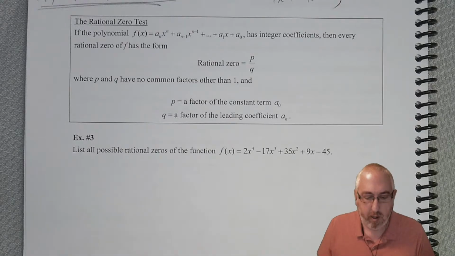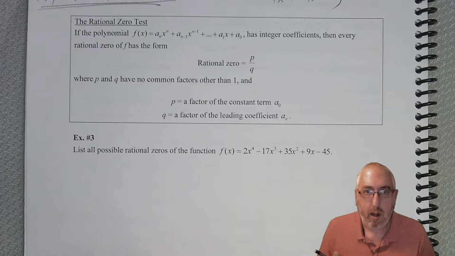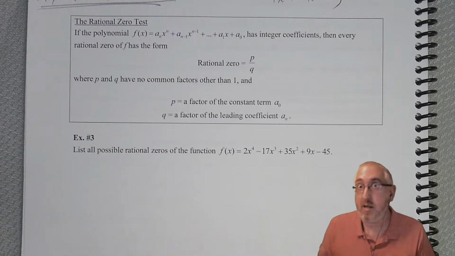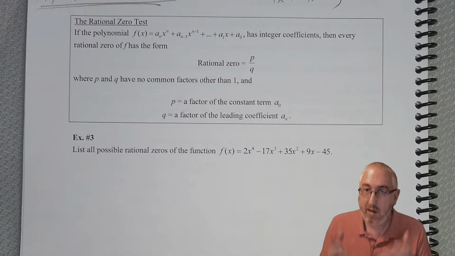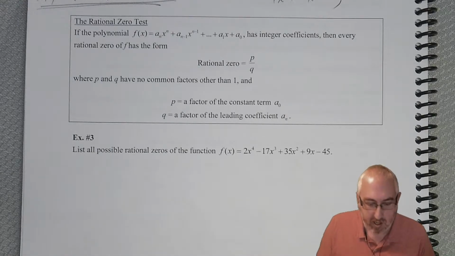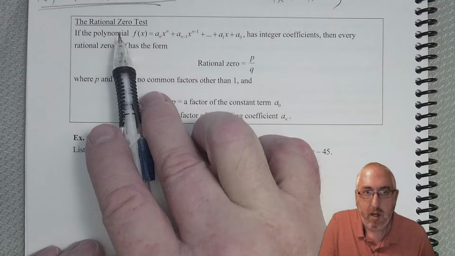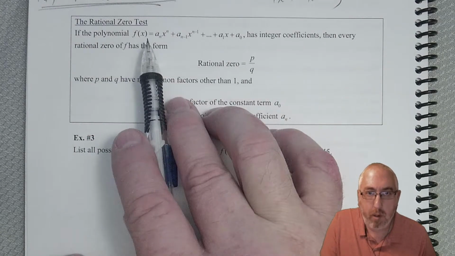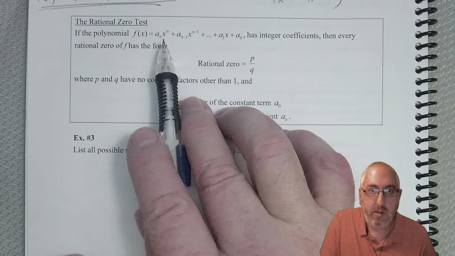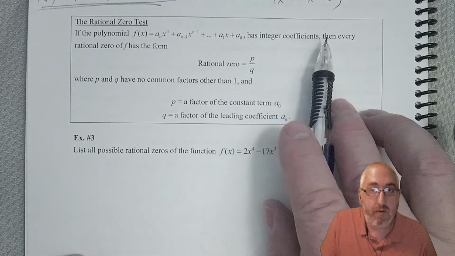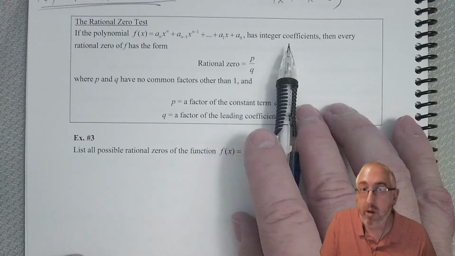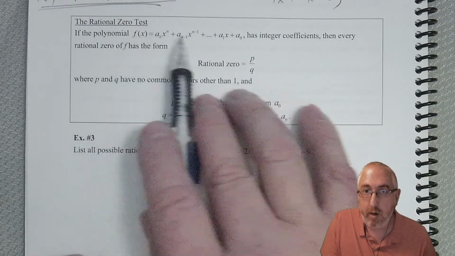Well, this next one is a really awesome way to get a list, at least a potential list of zeros. It's not necessarily going to give you the zeros, but it gives you a list of what they could possibly be. And it's called the rational zero test. So if we have some polynomial of degree n, so you can see we have x to the nth power here, and it has integer coefficients. So again, everything should be real in your polynomial here.